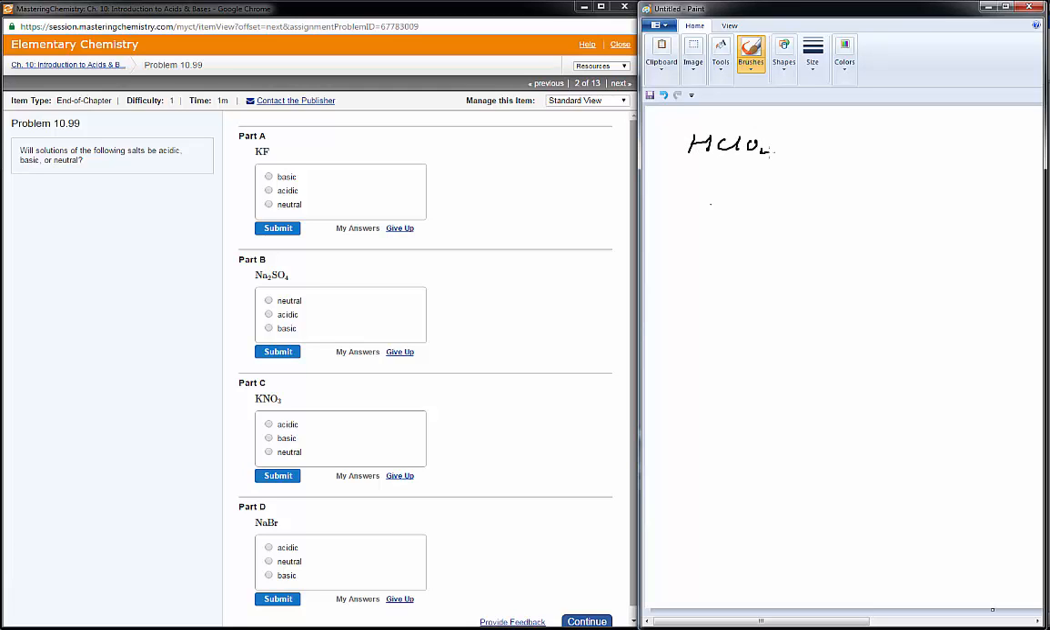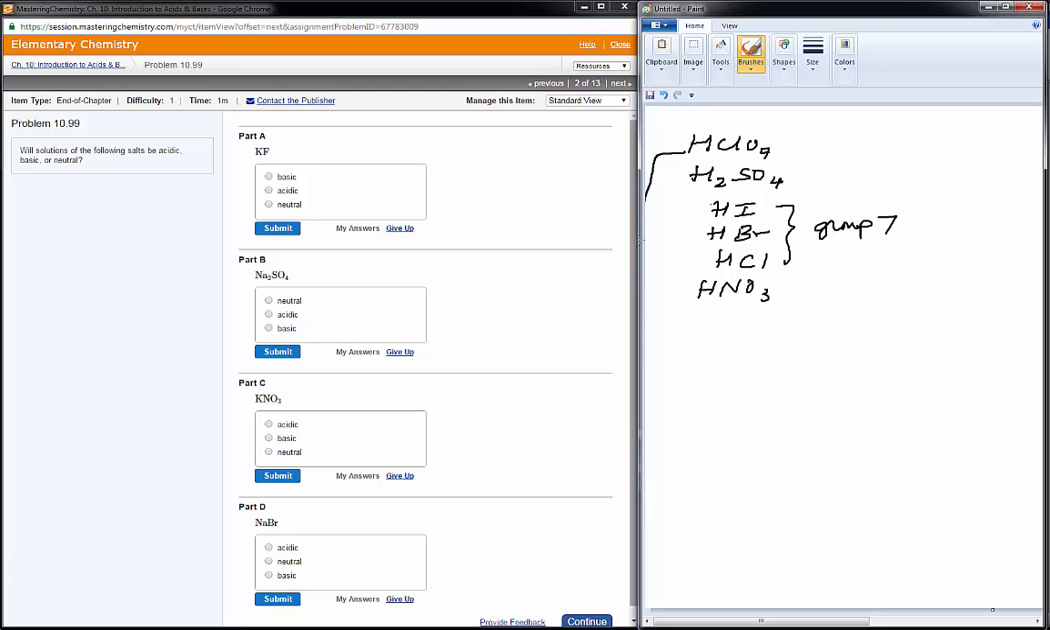We have HClO4, H2SO4, HI, HBr, HCl, and HNO3. Now, a quicker way maybe to remember that is we've got I, Br, and Cl. These are all in group 7. So kind of group those together and remember that those are all very strong acids.